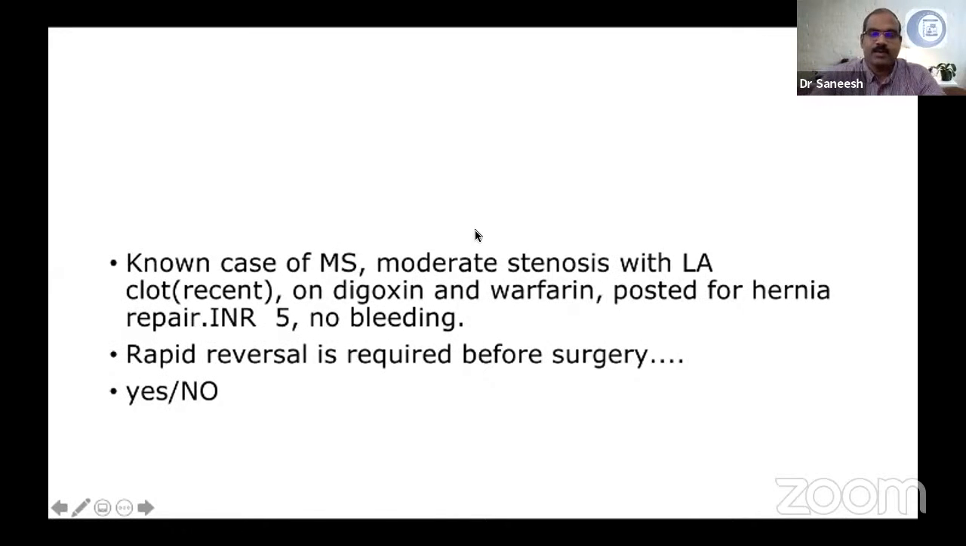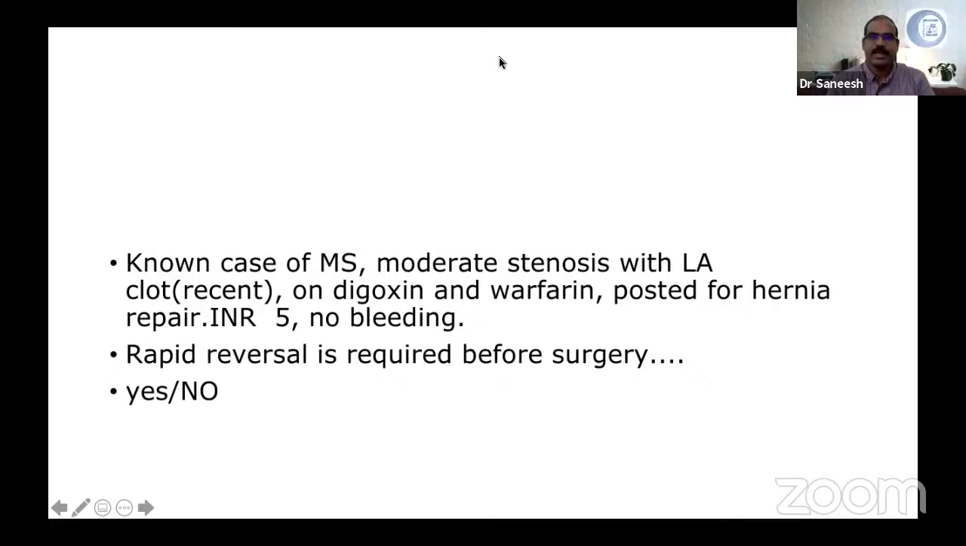The first one: a known case of mitral stenosis, moderate stenosis with a recent left atrial clot, on digoxin and warfarin, posted for inguinal hernia repair. INR is 5, no bleeding manifestations. The question is whether you would go for rapid reversal of coagulation before surgery. Rapid reversal of coagulation needed or not is the question. So we would like to listen to you. The poll window is in front of you. You can click either true or false.